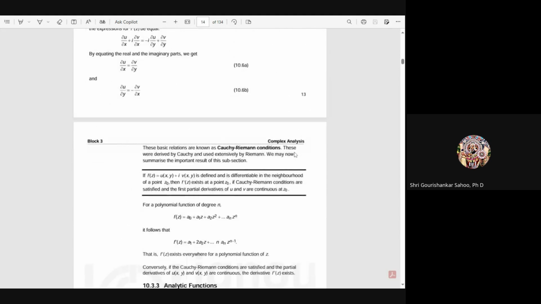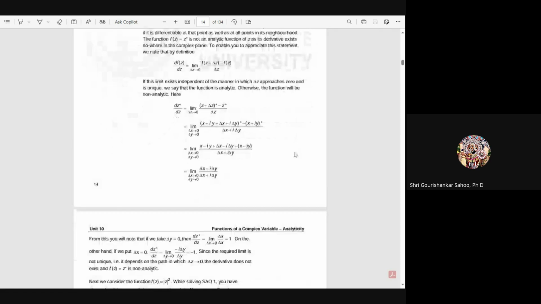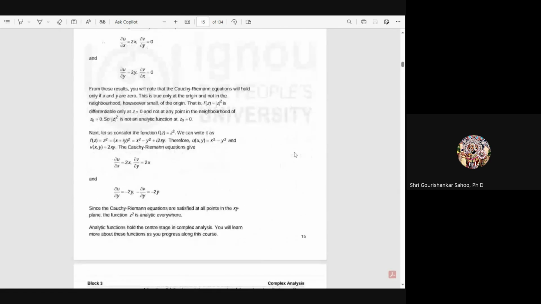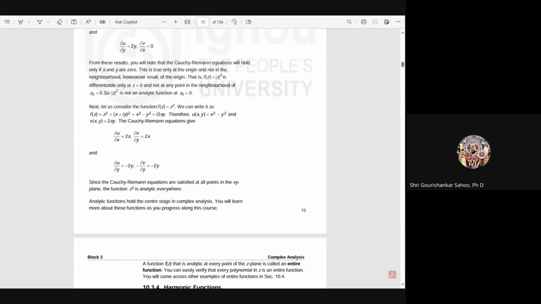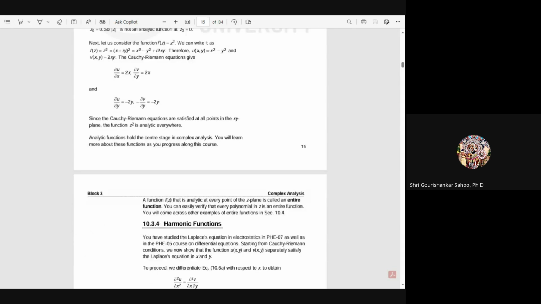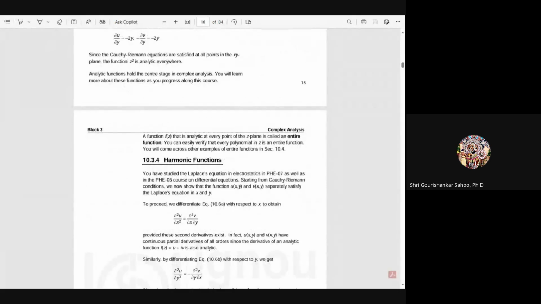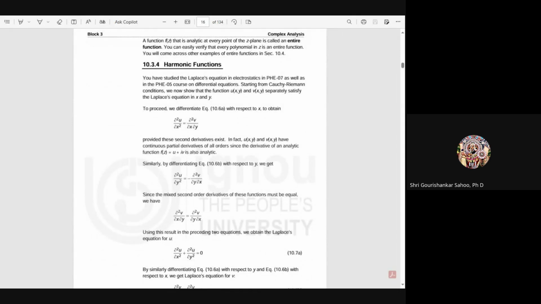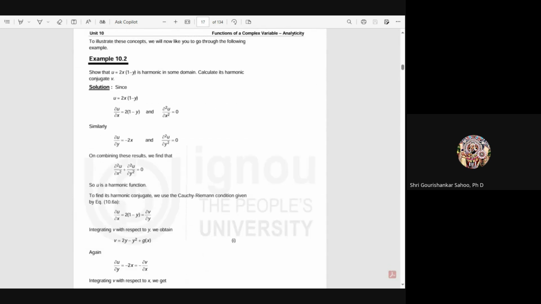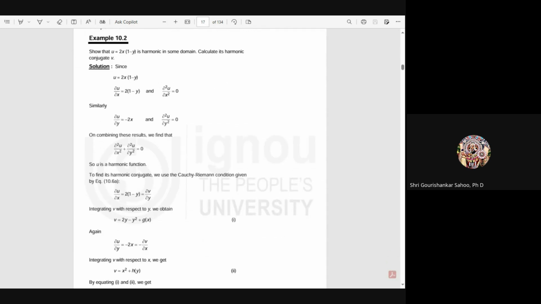Then your final expression is in this form: del u by del x, del v by del y, which is 2x, and del u by del y and del v by del y, which I gave in the previous class with an example. This is the Cauchy-Riemann condition. Then we discussed the harmonic function yesterday.